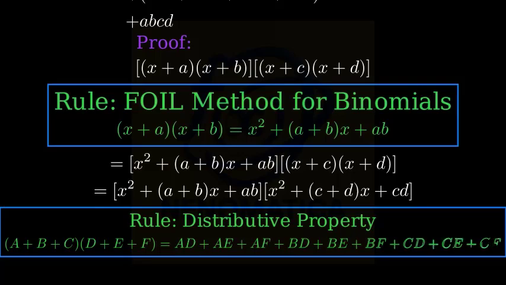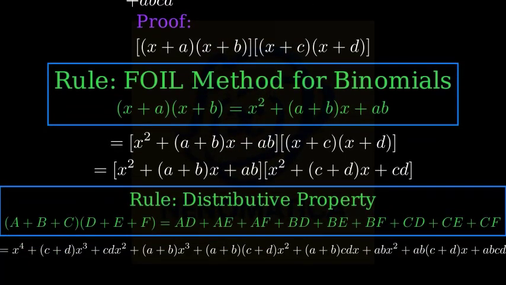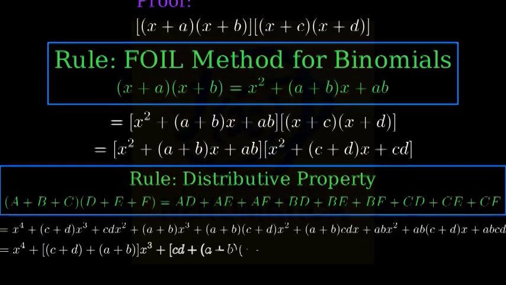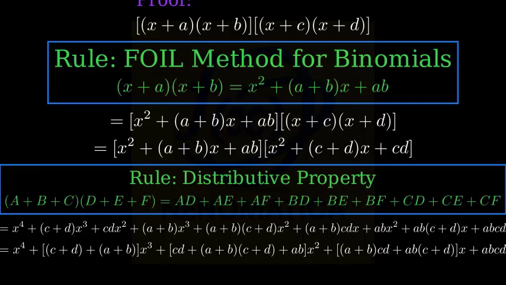Now, we multiply these 2 expanded expressions. We use the distributive property to multiply each term in the first bracket by each term in the second bracket. Let's rearrange the terms by grouping the like powers of x. We have x to the 4th power, plus terms with x cubed, which are (c plus d) times x cubed and (a plus b) times x cubed, plus terms with x squared, which are cd times x squared, (a plus b) times (c plus d) times x squared, and ab times x squared, plus terms with x to the 1st power, which are (a plus b) times c times d times x, and a times b times (c plus d) times x. And finally, the constant term a times b times c times d.